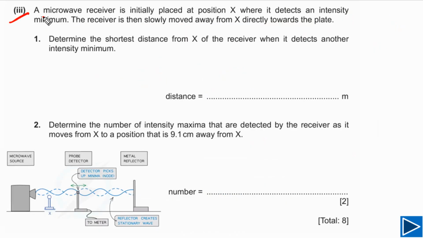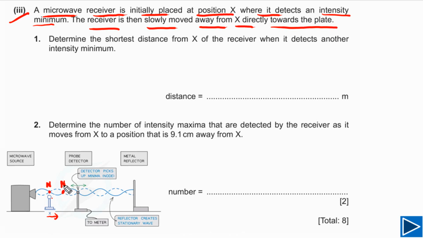For the third part, it is given to us that a microwave receiver is initially placed at position X where it detects an intensity minimum. The receiver is then slowly moved away from X directly towards the plate. This means first of all, the detector is placed at this point, which is position X, and it detects an intensity minimum, meaning at this point there is a node. Then this detector is moved to the right and detects another intensity minimum, or simply you can say a node.